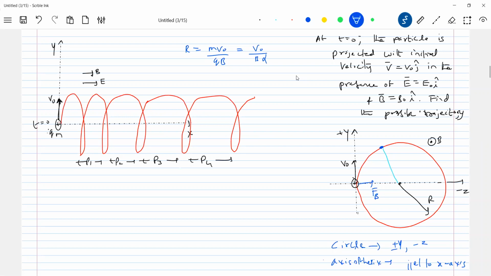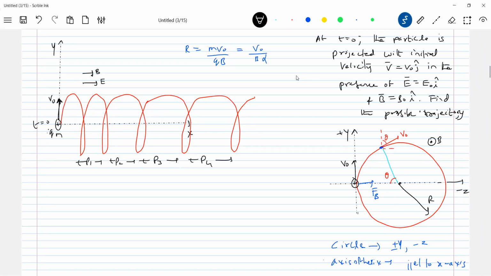After some time it will be here, so it will make an angle. Theta, let me take theta, no problem here. So here the particle will have velocity V naught in the YZ plane only. It will also have one x component of velocity. So this will be theta, this will be theta.